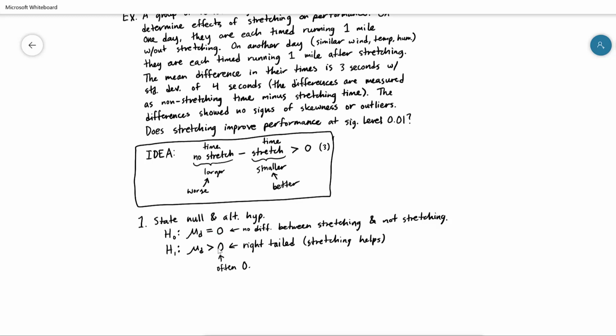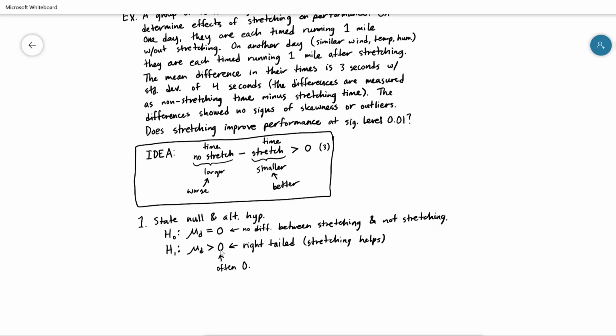Here is no difference. Here is some difference, better than nothing. Stretching is better than not stretching by a factor of it. Something better than 0. It'll improve your time by more than 0 seconds, essentially. But we could rephrase the question.